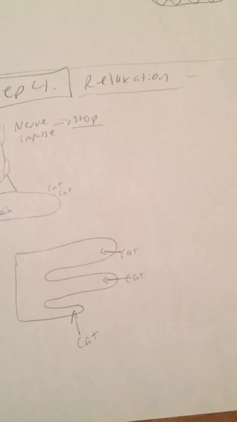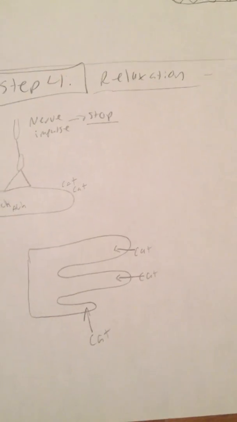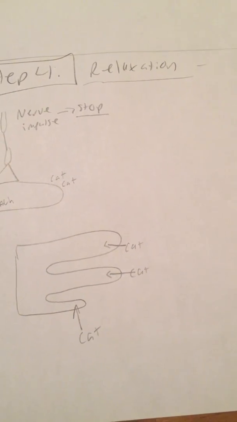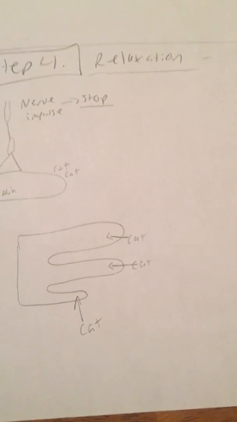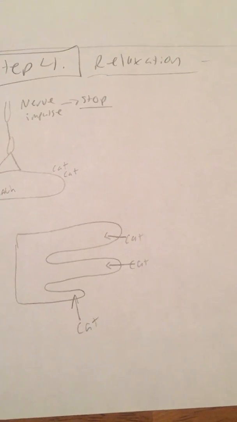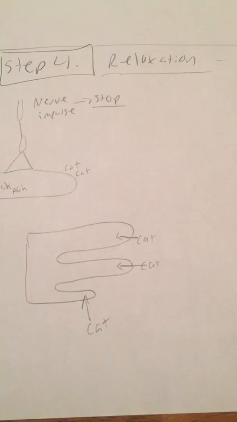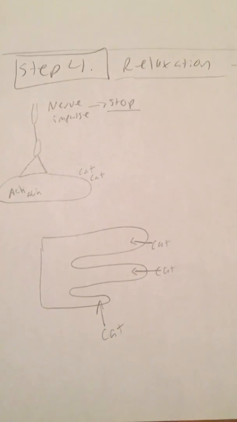Finally, in step 4, we have relaxation. So the nerve impulses stop, which means the ACH is no longer releasing, and the calcium remains on the outside, which means the sarcolemma is no longer being stimulated. Calcium from the sarcoplasm is returned back to the sarcoplasmic reticulum, and the binding sites return to their original position.